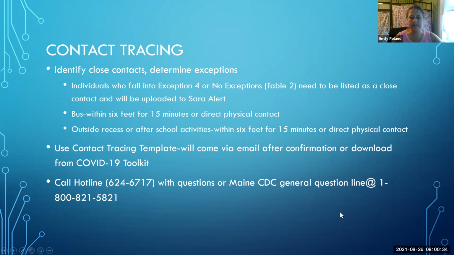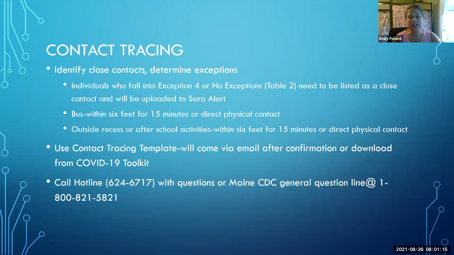The contact tracing template comes via email after the confirmation of a positive case. So when you submit a case through our case reporting form, you'll get an automatic email that comes back to you and says, we received your report. If you don't automatically receive that email, there may have been a typo in your email address. That seems to be the only time we've had problems. And the template will come with a confirmation from CDC when you get that confirmation number, but you don't have to wait for that confirmation to start your contact tracing.